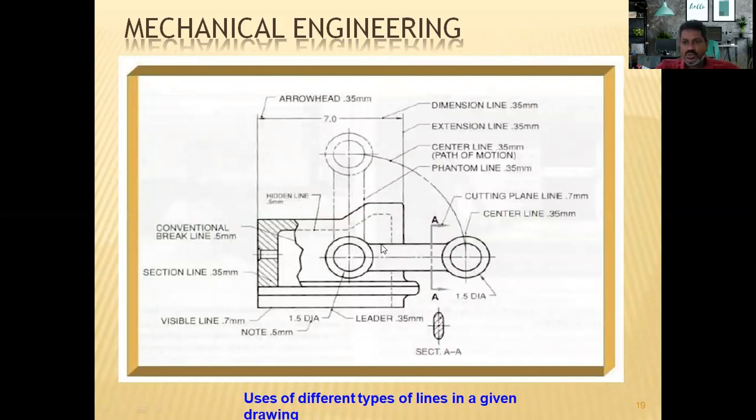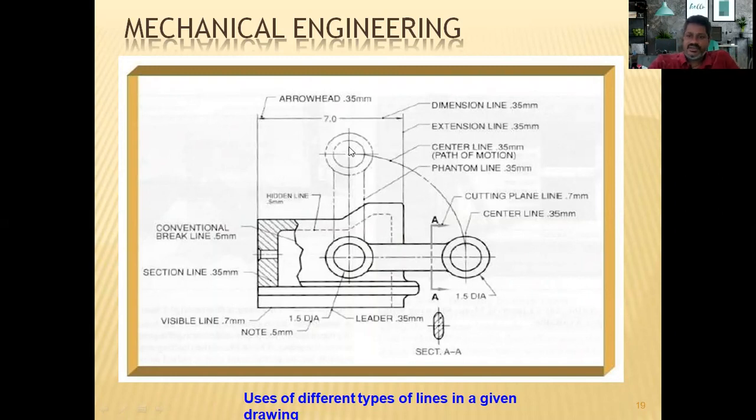Now, let us discuss how many lines are used in any engineering drawing. There are some lines which are used to indicate the dimension. Those lines are called the dimension lines. Then there are some lines required to indicate the dimension, called the extension lines. As you can see here, to indicate the length of this block, we require the extension lines. In between the extension lines, the dimension lines will be drawn.